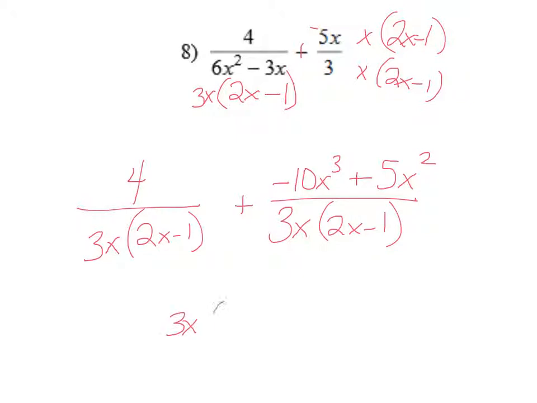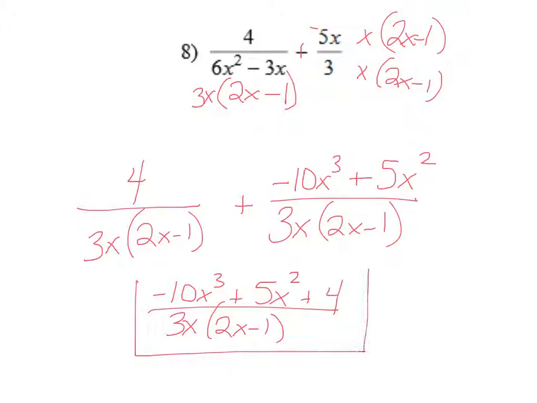You've got your 3x, 2x minus 1 for your common denominator. Let's combine what we can in our numerator. If you look, there's not a single like term up there, so I'm just going to write it in decreasing order of the power. I'll start with my negative 10x cubed, then my 5x squared, and then I'll put my plus 4 at the end. And there's no GCF, there's nothing I can do to make that look nicer. I'm calling it quits right there.